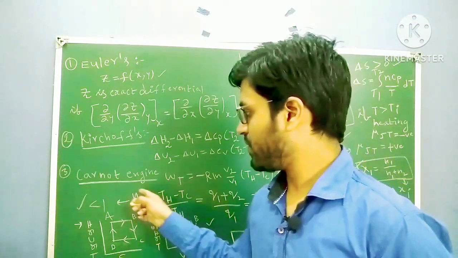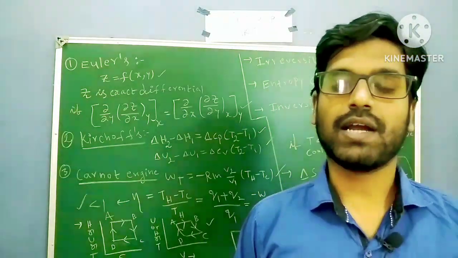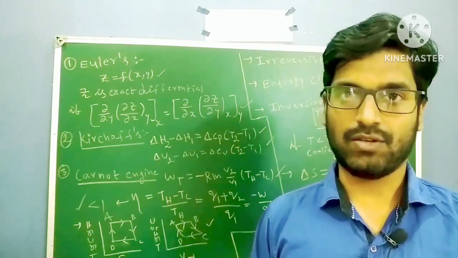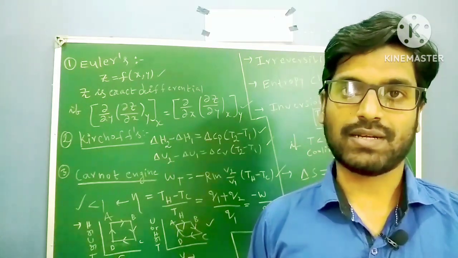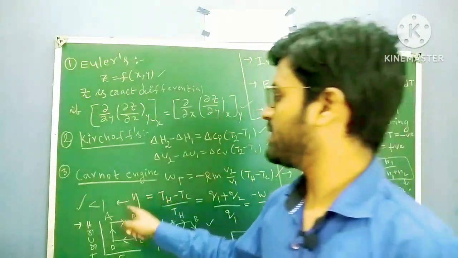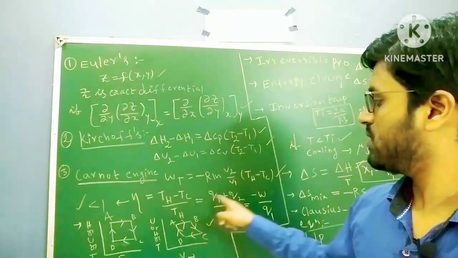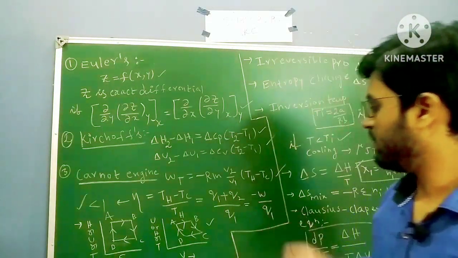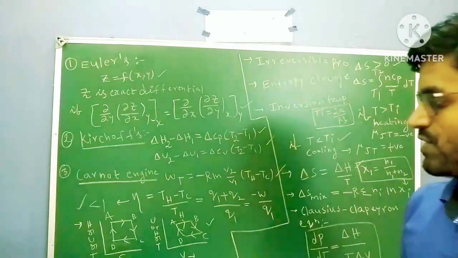And efficiency of heat engine. Efficiency of heat engine is always less than 1. If you calculate the efficiency of a heat engine, you always have to get a value less than 1. Then only your answer will be correct, otherwise your answer is not correct. So according to this, you can eliminate options too. Efficiency of heat engine is less than 1, equal to TH minus TC by TH, equal to Q1 plus Q2 by Q1, equal to minus W by Q1. These three formulas belong to the efficiency of heat engine.